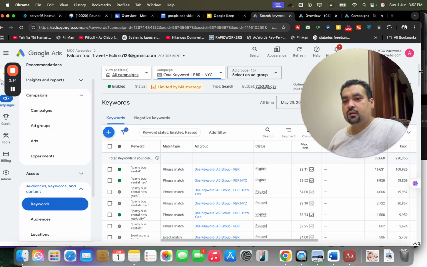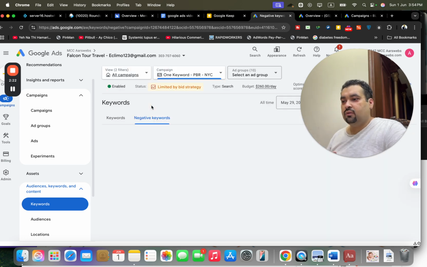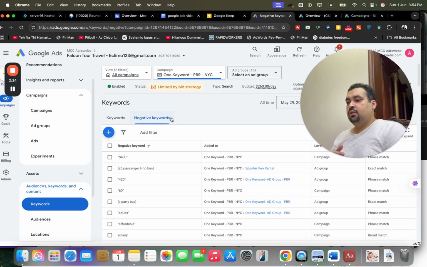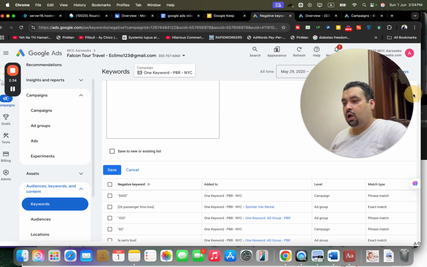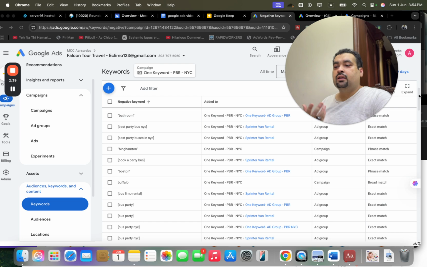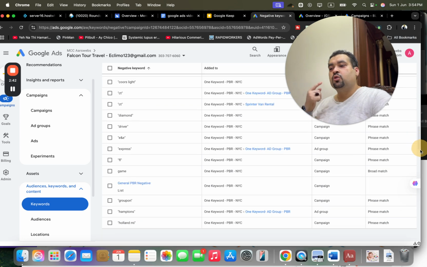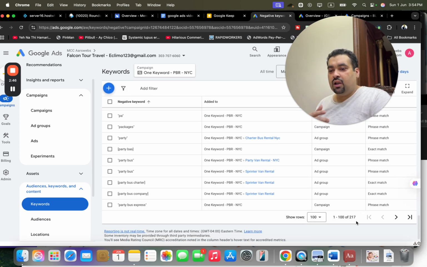You may see over here that the keywords which are now paused are also indirectly part of negative keywords. So this is exactly your negative keyword list, and you can add them at your campaign level, ad group level, or account level. Now you may see that we are progressively adding negative keywords. When we started, this was only a single keyword, and you may see how much the list has evolved, and right now there are 217 negative keywords.